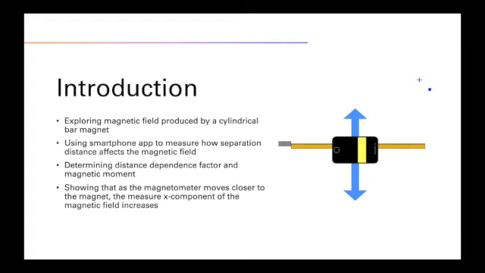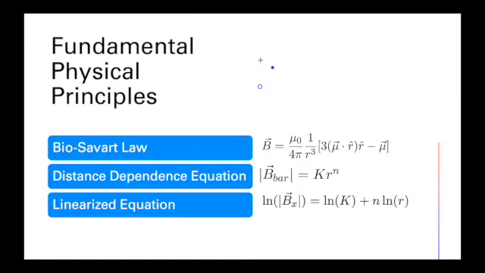I use these observations and calculations to show that as the magnetometer moves closer to the magnet, the measured X component of the magnetic field increases. The fundamental physical principles involved in this lab experiment include the Biot-Savart law, the distance dependence equation, and the linearized version of this equation.